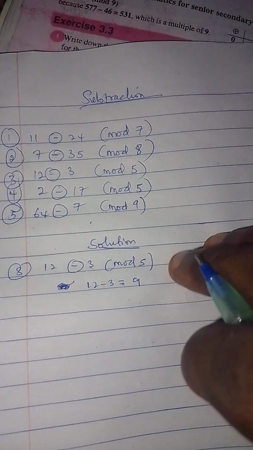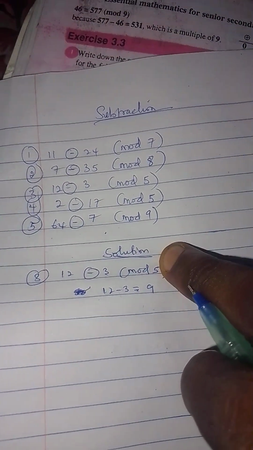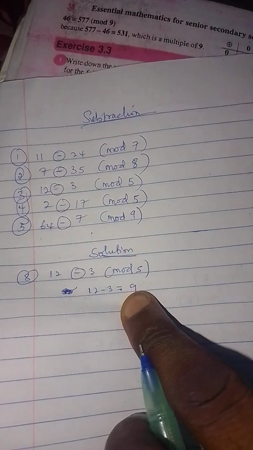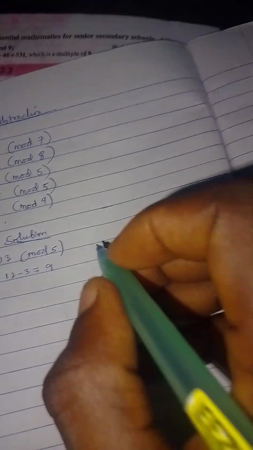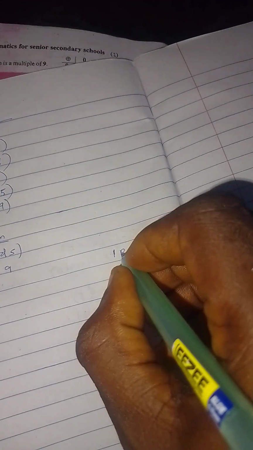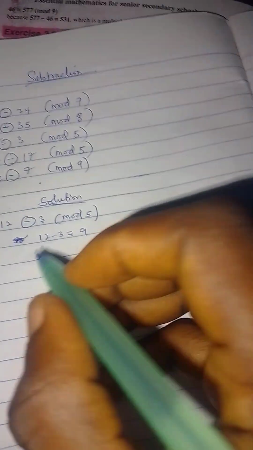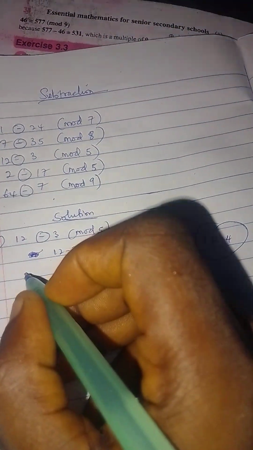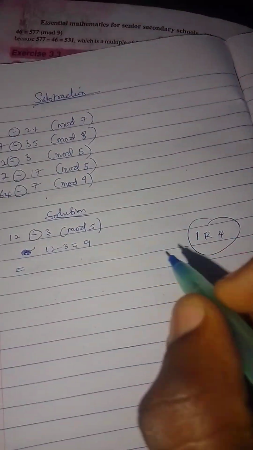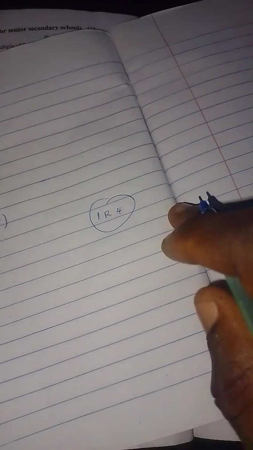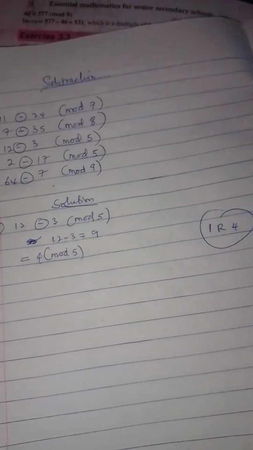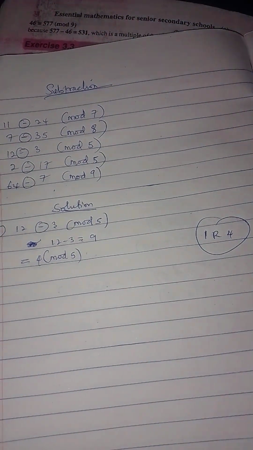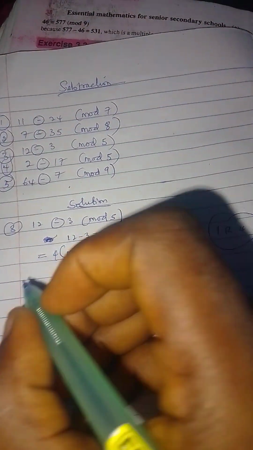So now you start taking multiples of the modulus until you get a number that is closest. Now, how many 5s can you see in 9? It's 1, remaining 4. So this remainder is your answer. So that means our answer equals what? The remainder is 4. That means it's 4 in modulus 5. Do you understand that? Okay, let's go to the second one.